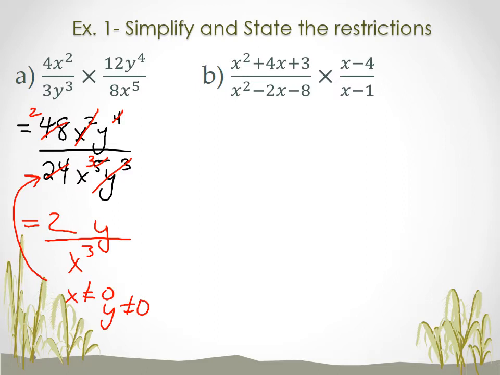B is a little bit different. We don't want to multiply top and bottom and bottom, because then we're going to end up having to FOIL a trinomial by a binomial, end up with x cubes, and that's not going to really help us. So we know from yesterday we want to factor to be able to cancel things out.